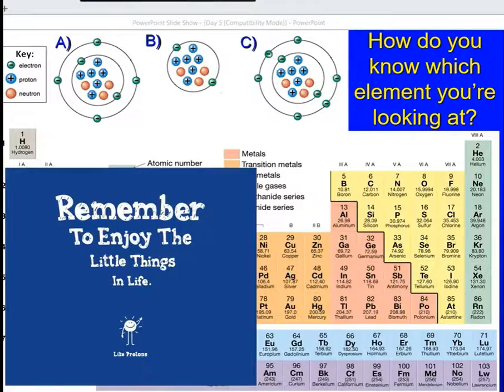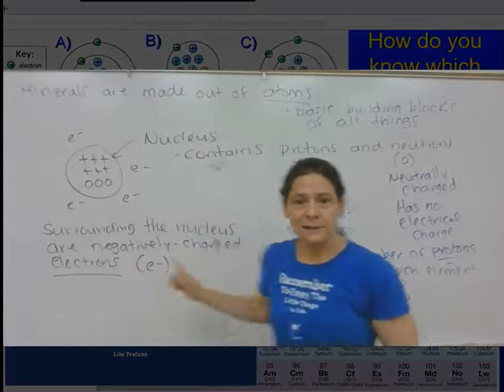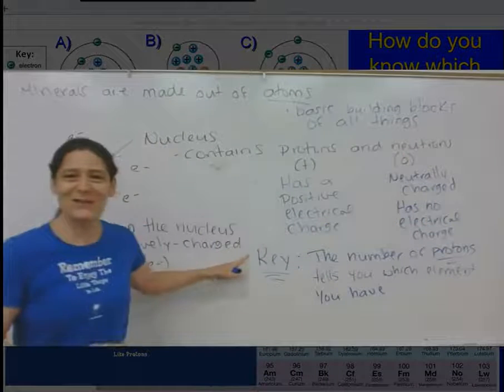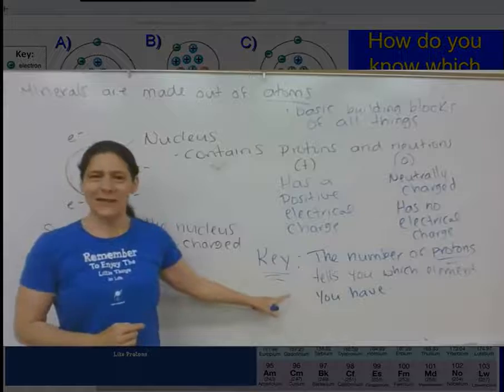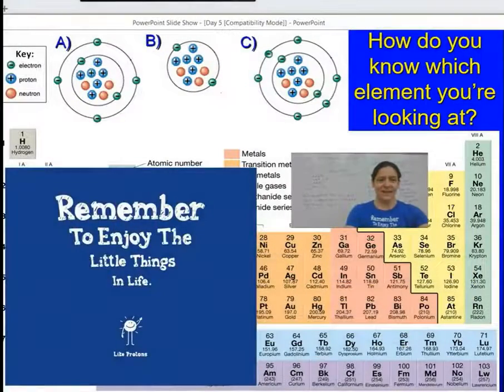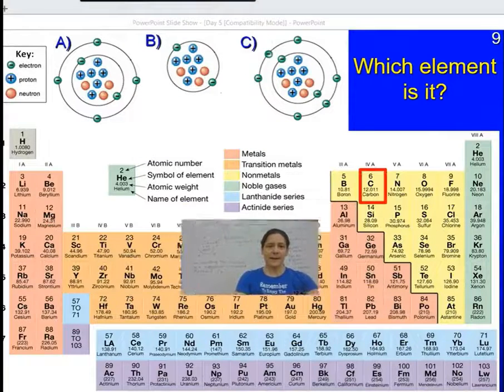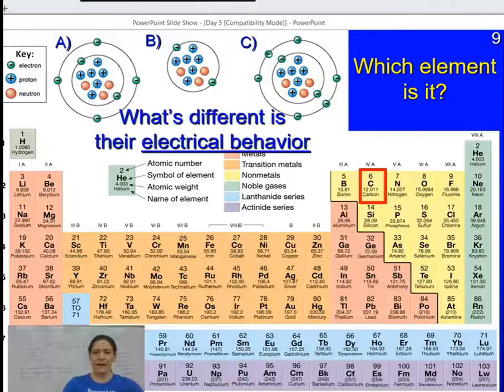And again, the reason we care about protons is that the number of protons tells you what? Wrong direction. Tells you which element you're looking at. Number of protons, very important thing. Okay, so again, we are looking at carbon because it is the 6th element on the periodic table there. And yeah. Okay, so what's different about A, B, and C is their electrical behavior.